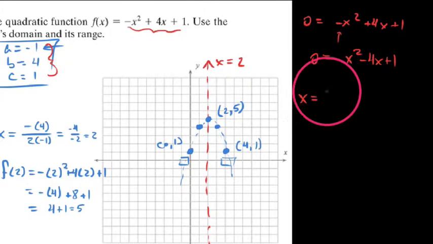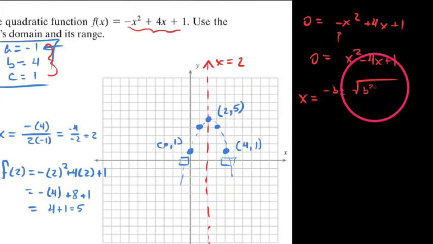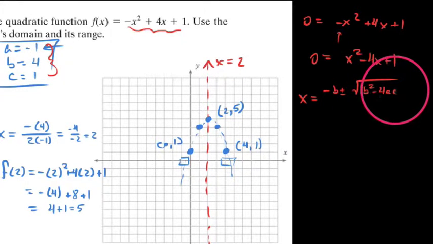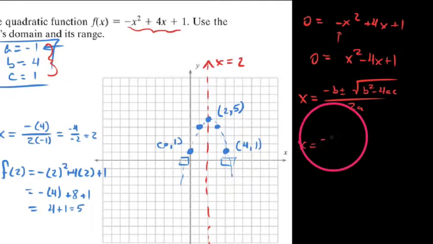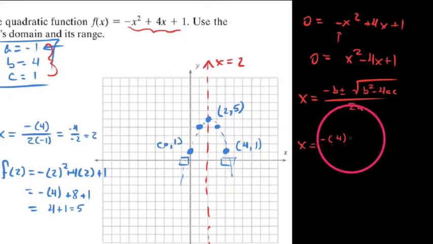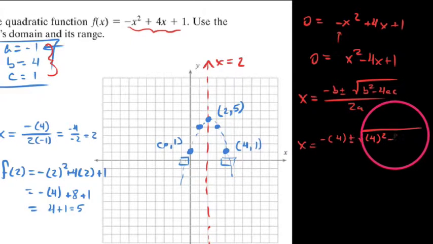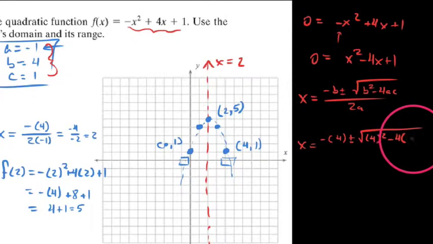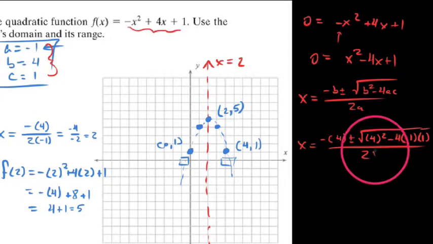So x, remember, if in standard form and set equal to 0, x equals -b plus or minus the square root of b squared minus 4ac all over 2a. So we're going to plug these in here. We're going to say, well, I get x equals -b, and our b value here is 4. So I get -4 plus or minus the square root of 4 squared since it's b squared, minus 4 times a. Now our a value is -1. Our c value here is +1. And then this is all over 2 times our a value, which again is -1.